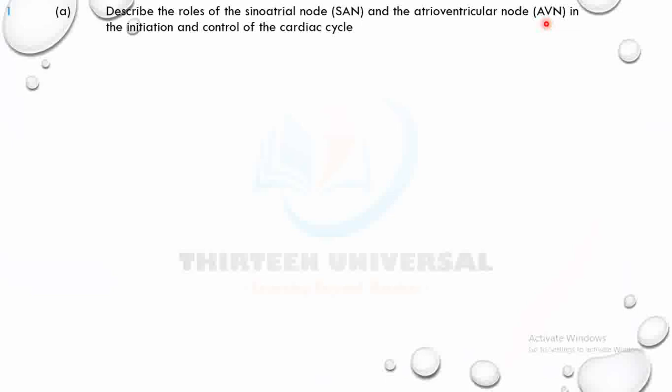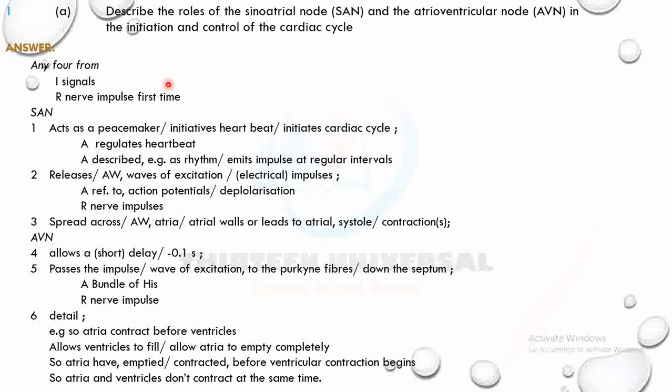All right, so look at it, guys, quickly. The SAN acts as the pacemaker, to initiate the heartbeat. It releases waves of excitation, action potentials, which spread across the atrial wall. The AVN causes a short delay, then passes the impulse, the waves of excitation, to the Purkyne tissue.